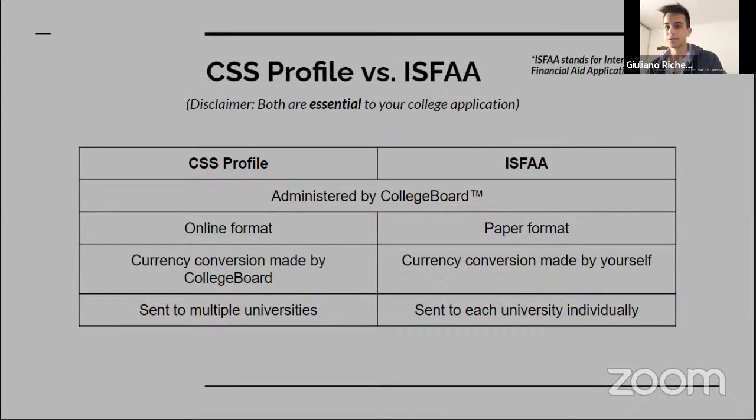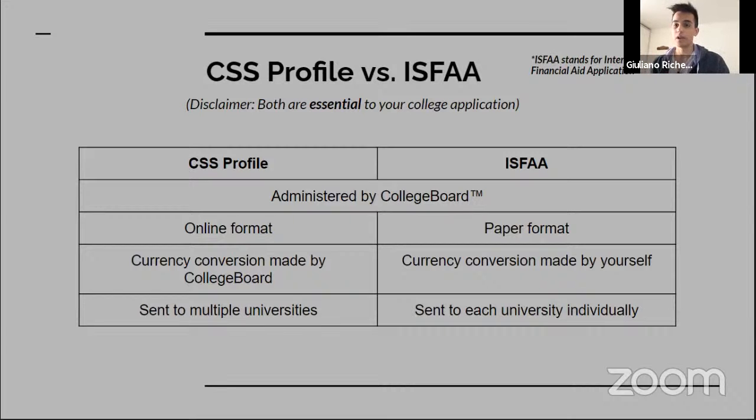So, some differences between the CSS Profile and the ISFAA. First of all, the ISFAA is an acronym that stands for International Student Financial Aid Application. Both are essential to your college application, and both are administered by College Board. But the CSS Profile is a website, actually. You access the financial aid documents through a website. You just Google CSS Profile and it will direct you to a website that's property of College Board.